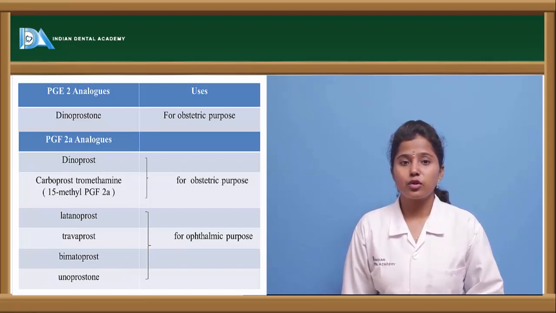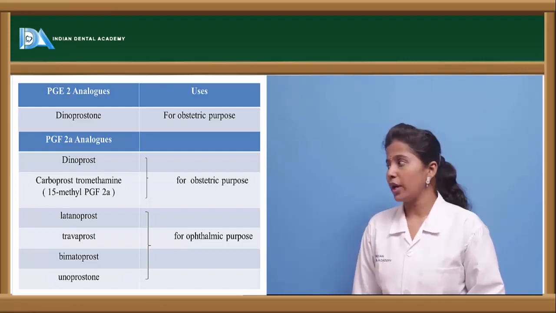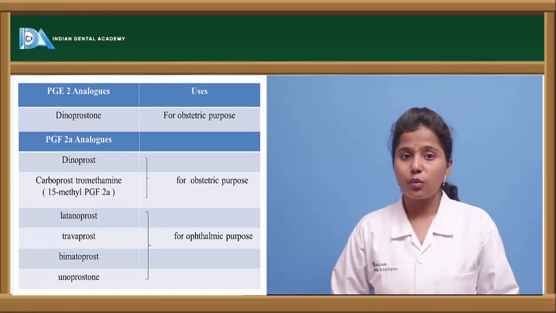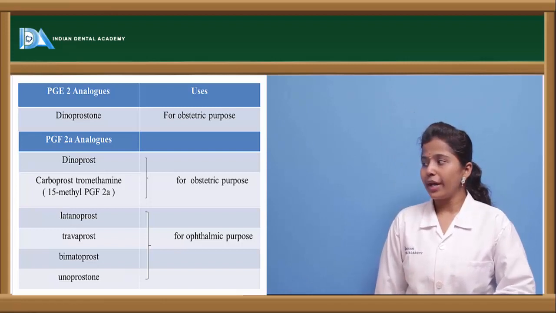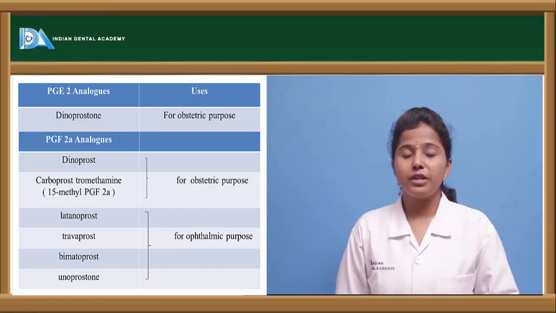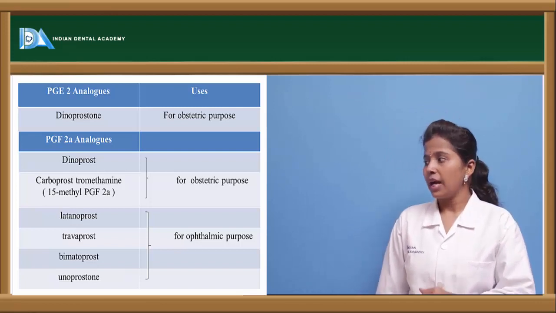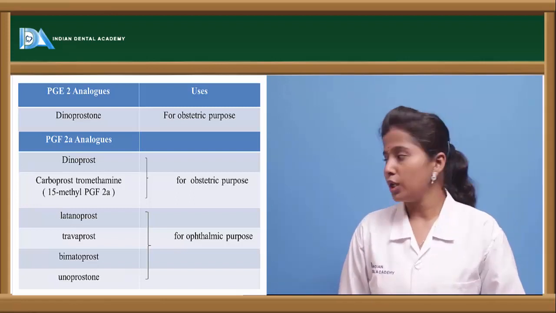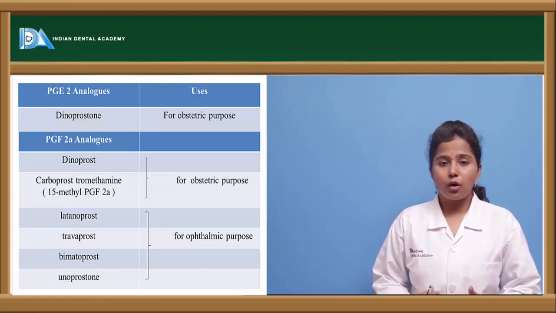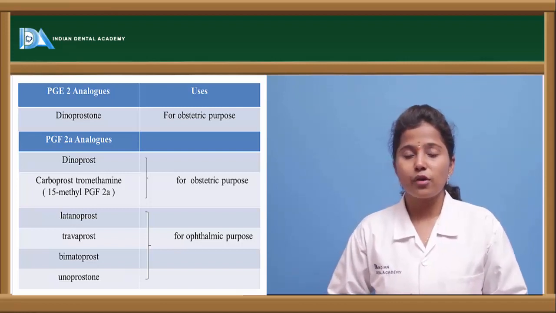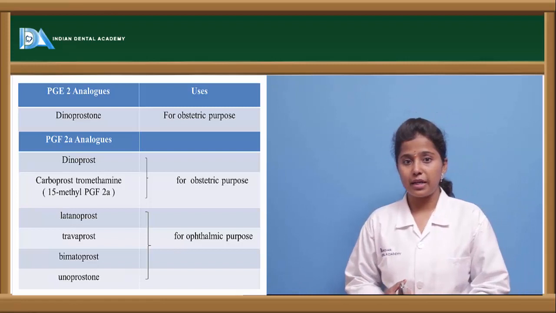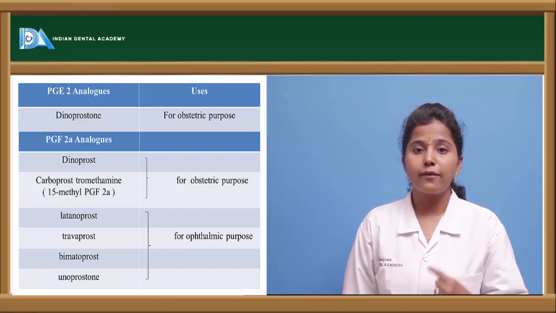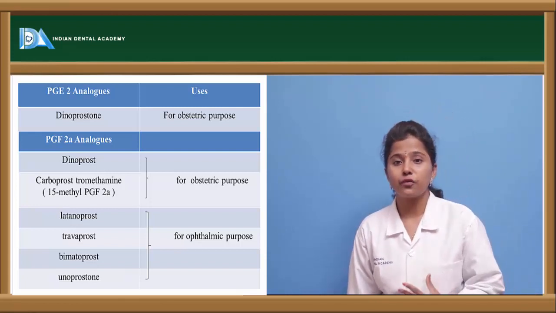PGE2 analog, dinoprostone. Dinoprostone is the only PGE2 analog which is marketed, and it is used in pregnant women for abortion. And PGF2A analogs. There are various analogs of PGF2A. The first one is dinoprost, and the others are carboprost, latanoprost, travoprost, bimatoprost, as well as unoprostone. So these are used for two purposes. One is for abortion in pregnant women. The other one is ophthalmic use. A few of these PGF2A analogs are used in ophthalmic preparations.